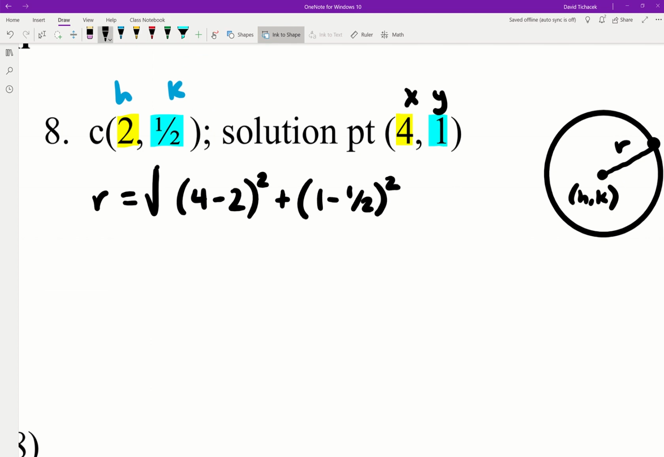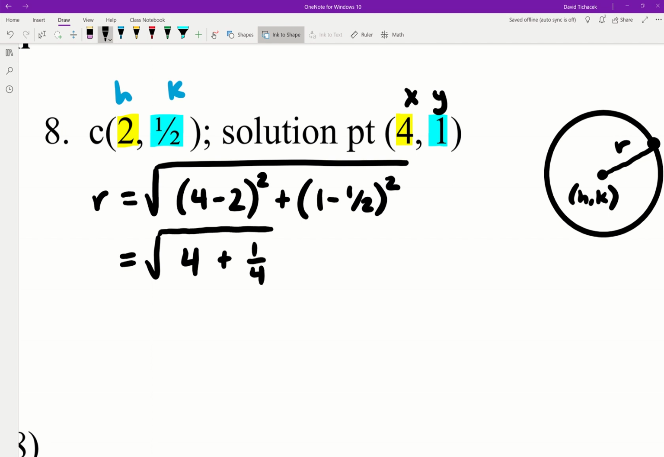All right? So we're just doing the distance formula here really quickly. So 4 minus 2 is 2. Square that, you get 4. So we'll say the square root of 4 plus 1 minus 1/2. If you start with one apple and you take away half of the apple, then you're left with the other half of the apple. So 1 minus 1/2 is just 1/2. And then if you were to square that, you square the 1 on top, you square the 2 on bottom, that would give you 1/4.